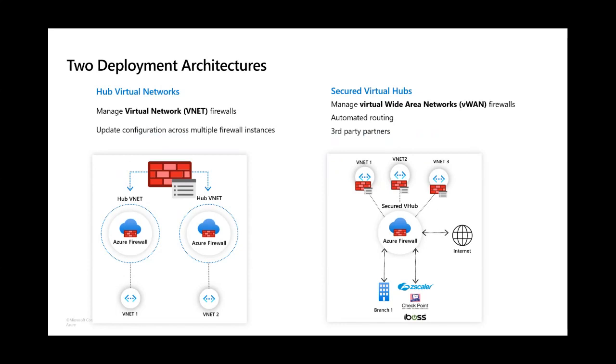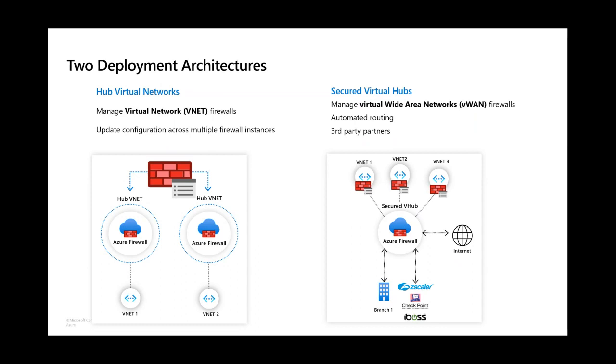Right, so these are the two deployment architectures when it comes to the Firewall Manager. First one, as I was saying, is the Hub Virtual Network, which is a normal virtual network which you can convert into a Hub Virtual Network, and you can manage it using the Azure Firewall Manager. The benefit of this is that you can have multiple Hub VNets, and you can use Azure Firewall Manager to push your policies and everything to all your firewalls. So you don't have to go and individually change the rules on each Azure firewall. With Firewall Manager, you can just centrally create the policies, and you can push them to multiple Azure firewalls.